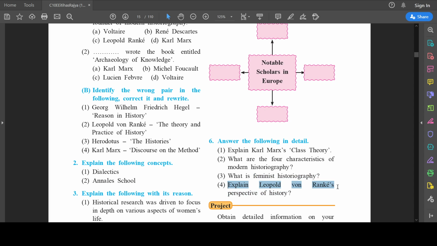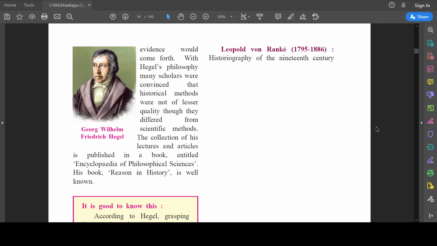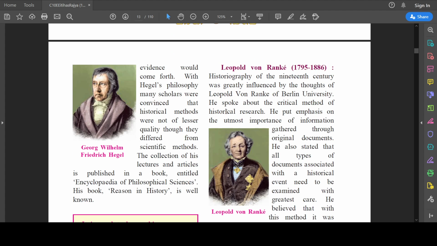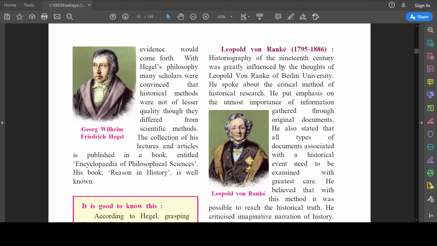Explain Leopold von Ranke's perspective of history. The answer to this question is on page number 4. Let us go to page number 4. 6.4, right hand side, first paragraph. Leopold von Ranke. In this paragraph, see the first, second, third line. Leopold von Ranke of Berlin University, cancel 'he' over here, spoke about the critical method of historical research. This is your first point.